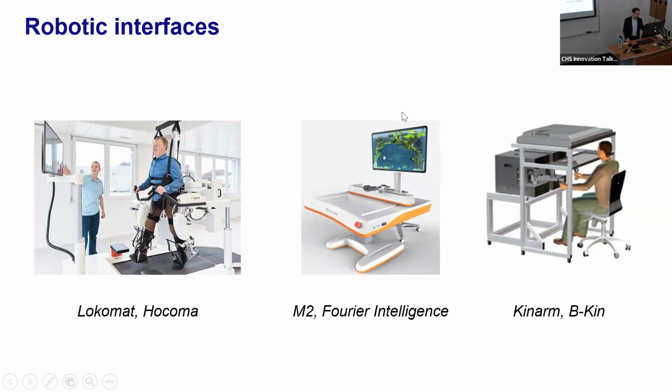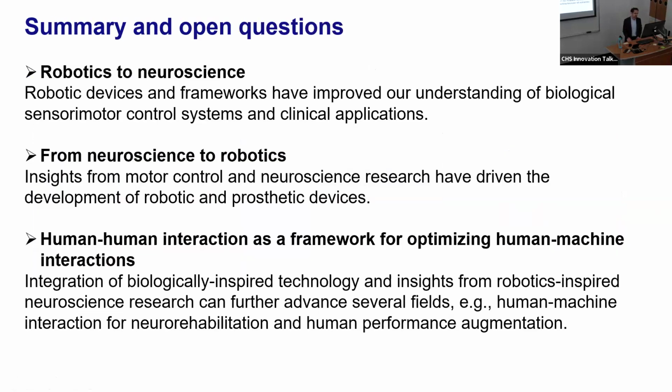This is a robot that we have in our lab. It's called M2 by Fourier Intelligence. It's a 2D robot where you can move forward and sideways and combine. And this is mostly designed for stroke rehabilitation. It's a collaboration with the Barrow Neurological Institute. And then the cane arm, I already showed it to you, can be used as a desktop device.